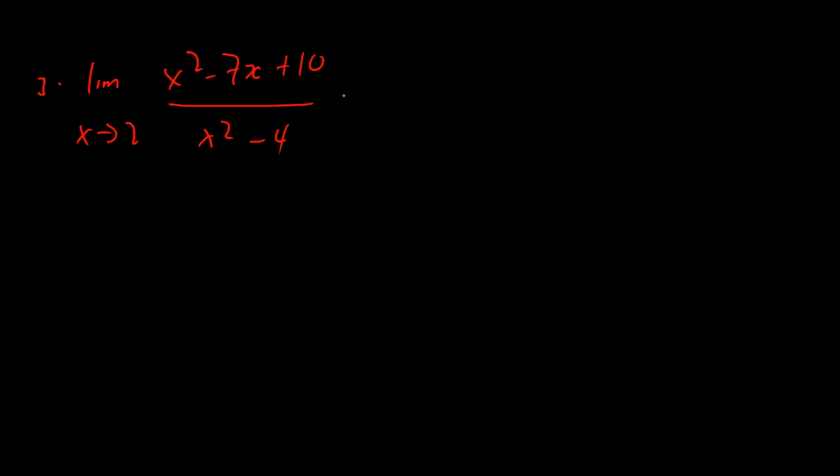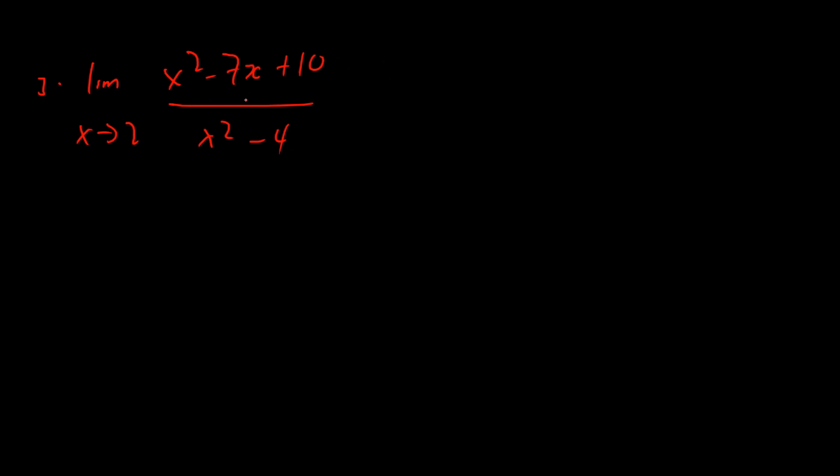Alright, I guess you've had it correct. So let's start solving it together. So now we want to make sure that this is in its simplest form. So x squared minus 7x plus 10 can be factored, and then x squared minus 4 can also be factored, right?